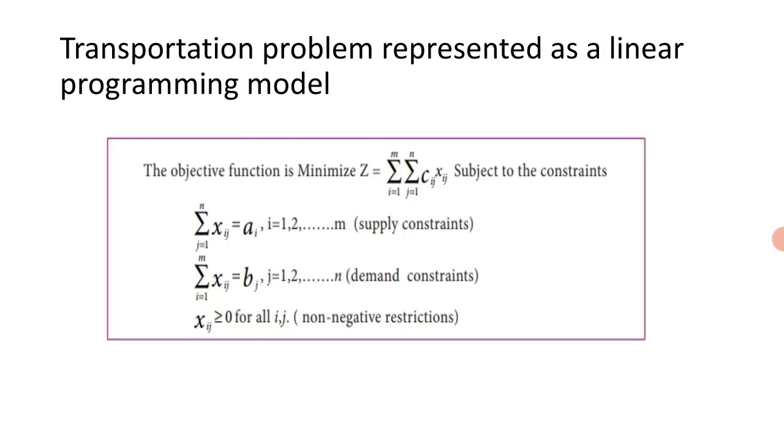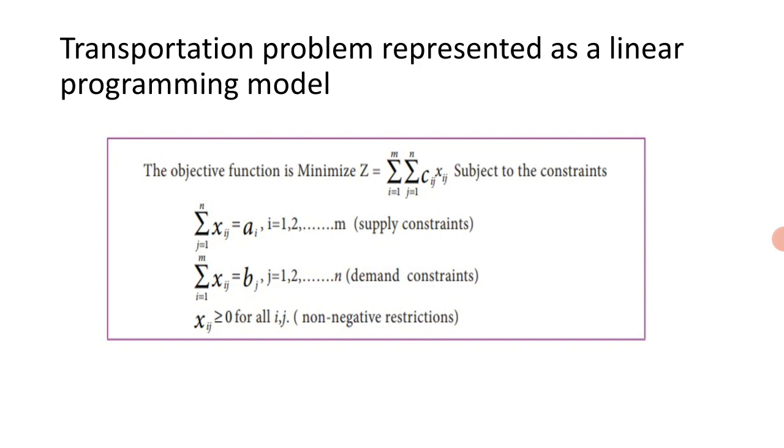Now, transportation problem can be represented as a linear programming model. Given the objective function is minimize z equals summation i equals 1 to m, summation j equals 1 to n, Cij xij.